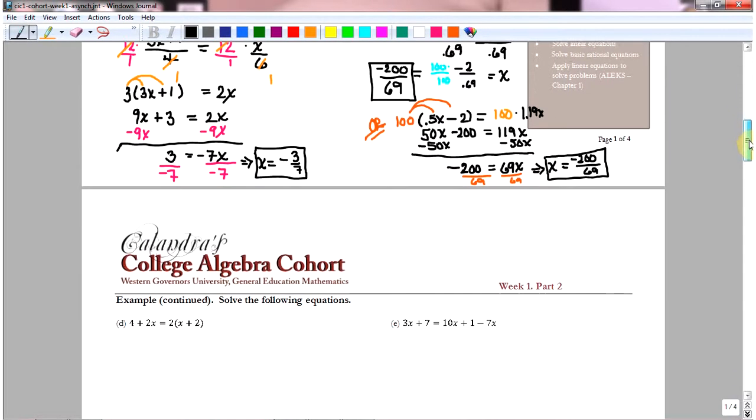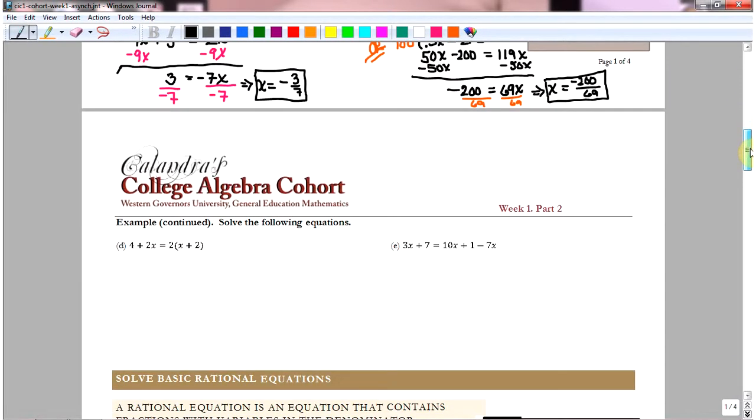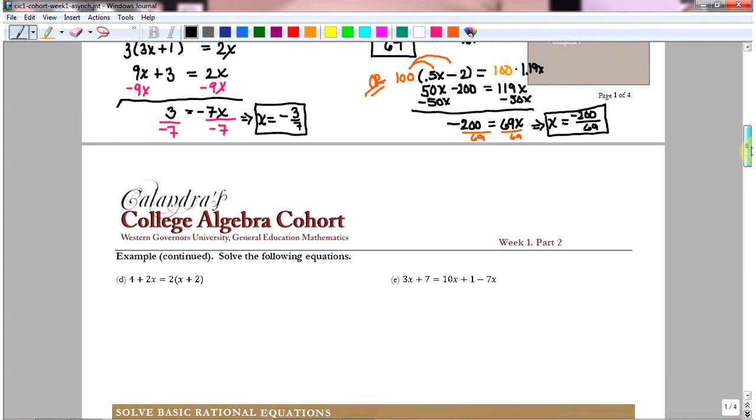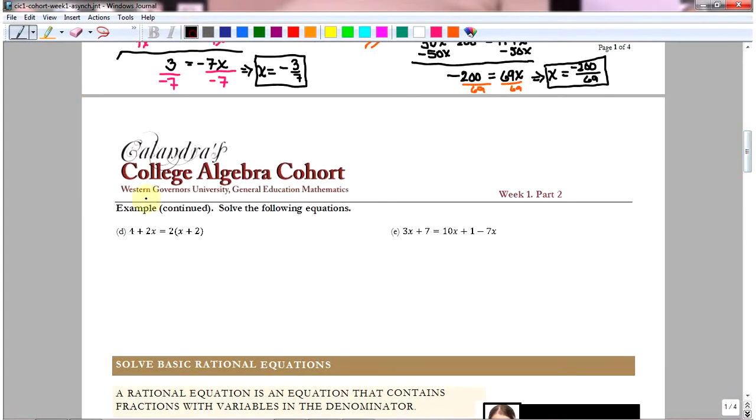Okay, moving on to page 2. We have a couple more examples, and it looks like this should be an E and an F. So for part E, we want to solve this linear equation.